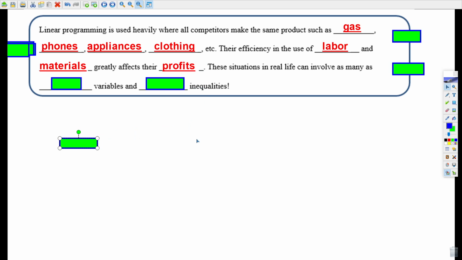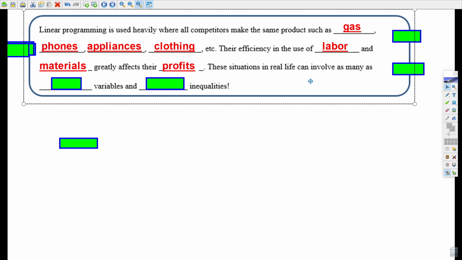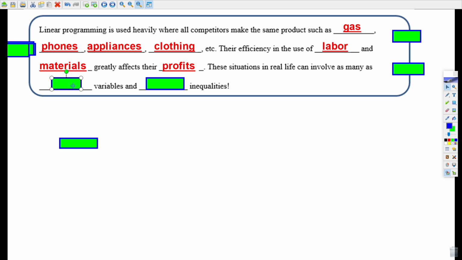that affects your profits. These situations in real life can really involve way more variables than we even looked at. You can have up to 500 variables and 10,000 inequalities all at once. Most likely you would not be doing them by hand, but you would have some kind of computer program that you could put the numbers in and figure out. We just scratched the basic surface of figuring out a profit problem, figuring out the revenue.